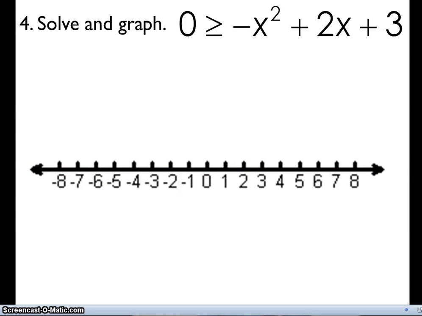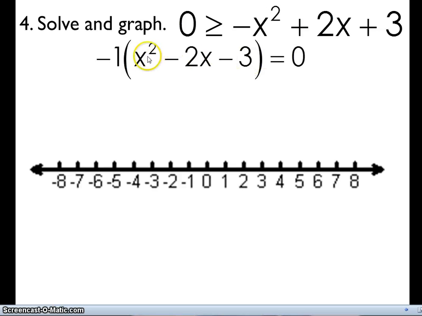Okay, this one has a problem when we get ready to put it equal to 0 and solve. You've got a negative squared term. Your quadratics need to have a positive squared term. So we're going to have to factor out a negative sign on this one. Now we can factor x squared minus 2x minus 3. The other way to fix that is just to have moved everything over to the left side.